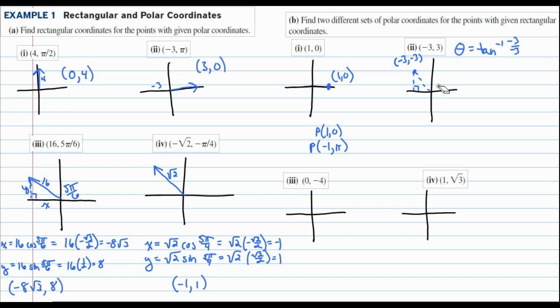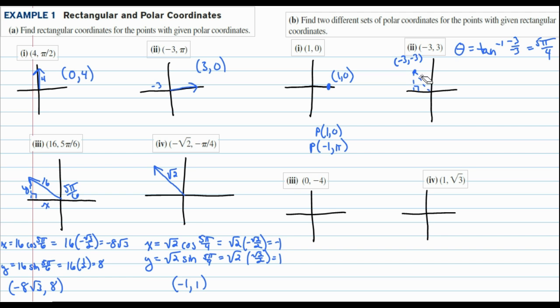So the tangent of the rotation is opposite over adjacent, so -3 over -3, which means that rotation is going to be 5 pi over 4. Now remember, pi over 4 might work here, but it has to land in quadrant 3, so that's going to be 5 pi over 4.